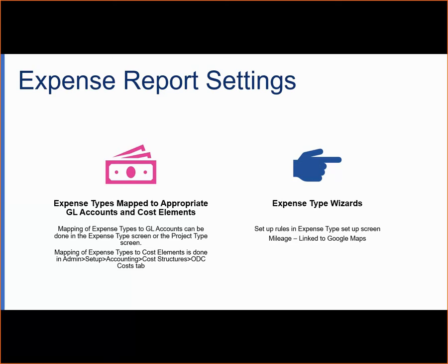Expense type wizards: when you're setting up your expense types, there are some settings that will control how your wizards perform. And one of the new features is when you have a mileage expense type and it's mapped to the mileage wizard, there's a link to Google Maps, so you can put your from and to destination, and it will tell you exactly what the mileage should be.